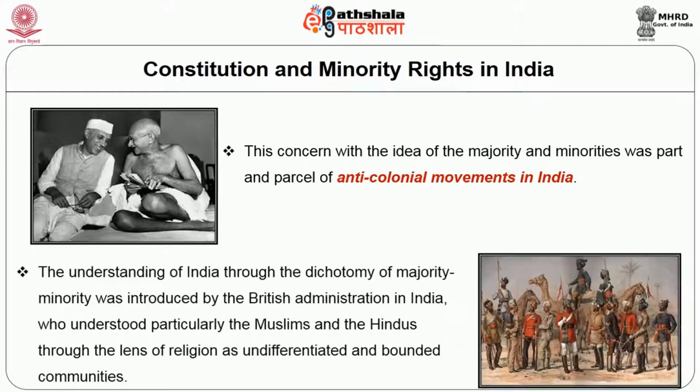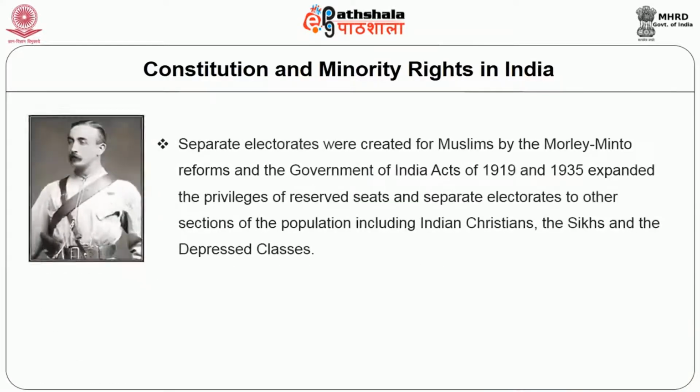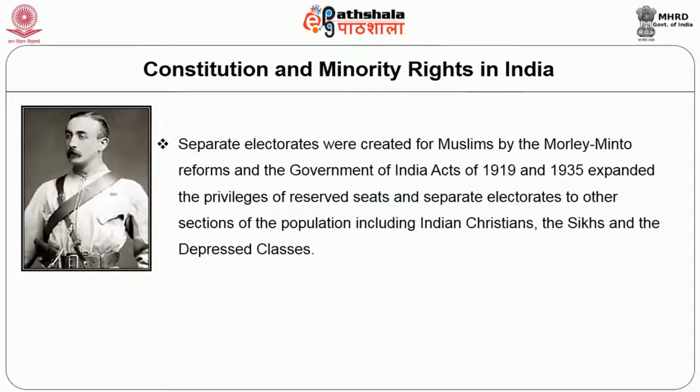This concern with the idea of the majority and minorities was part and parcel of the anti-colonial movements in India. The understanding of India through the dichotomy of majority-minority was introduced by the British administration, who understood Muslims and Hindus through the lens of religion as undifferentiated and bounded communities. The introduction and employment of the decennial census cemented this process by showcasing its demographic evidence. Separate electorates were created for Muslims by the Morley-Minto reforms, and the Government of India Acts of 1919, and in 1935 expanded the privileges of reserved seats and separate electorates to other sections of the population, including the Sikhs and the depressed classes.